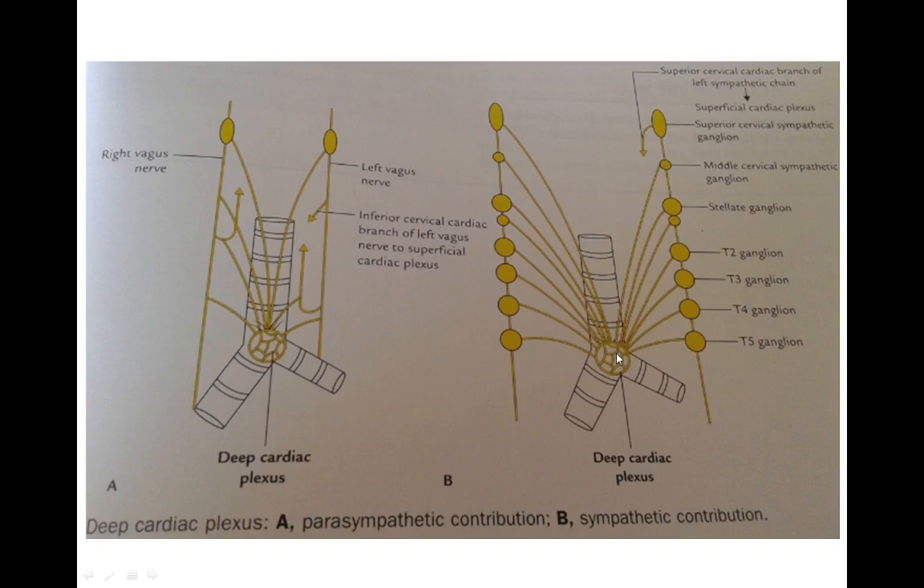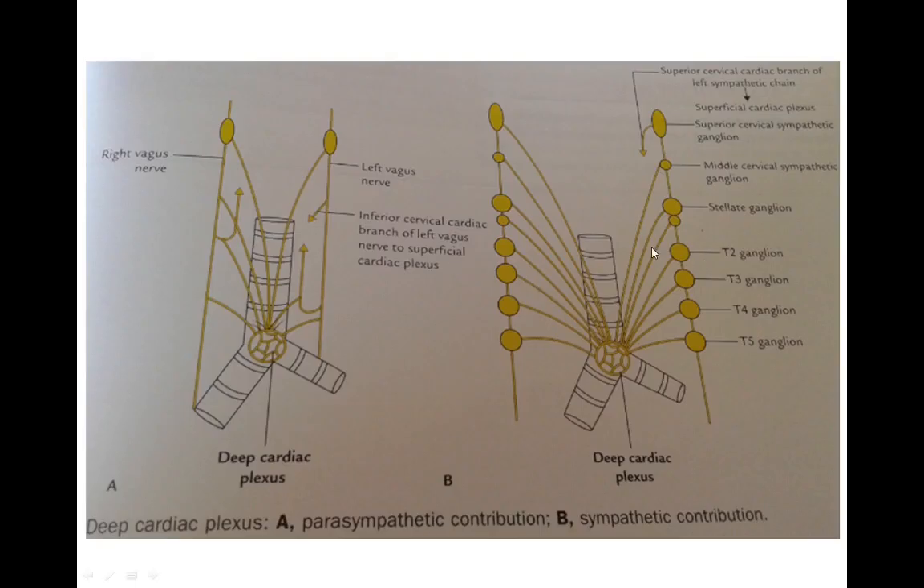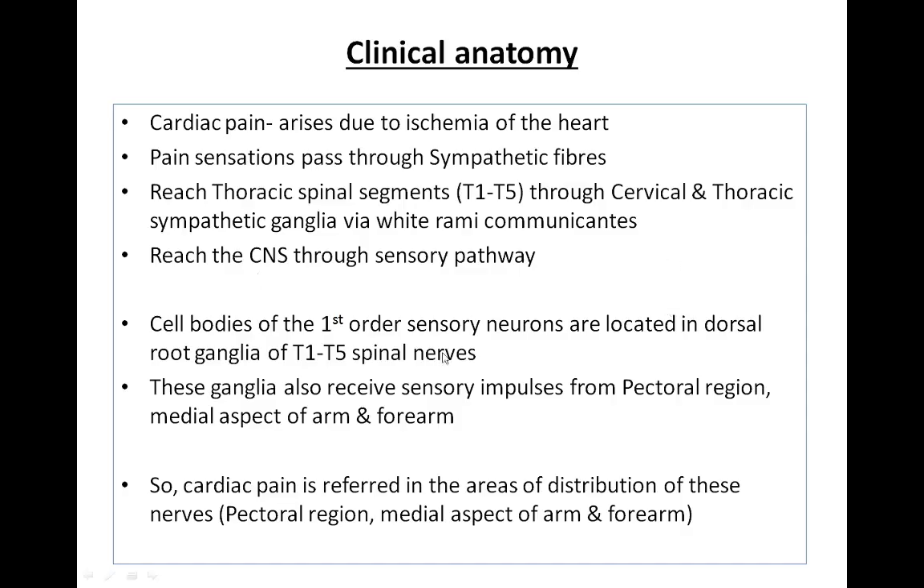Now come to the clinical aspect, that is cardiac pain. Cardiac pain arises when there is ischemia, when the heart muscle is not getting blood supply. This pain sensation passes through the sympathetic fibers. From the sympathetic T1, it will ultimately relay with the T2, T3, T4, T5 ganglia.